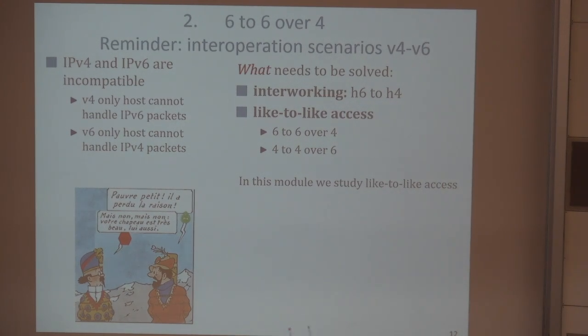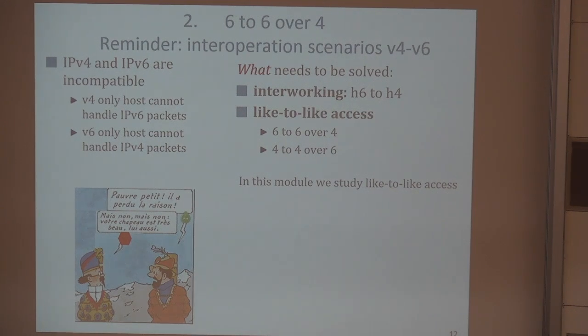So this was for the basic use of tunnels. Today all VPNs use tunnels of one of the two forms I mentioned, or perhaps other variants. Another use is to solve the interworking of IPv6 with IPv4. In particular, today we will study the like-to-like access. We have seen last week and the week before interworking scenarios with application layer gateways and NATs.